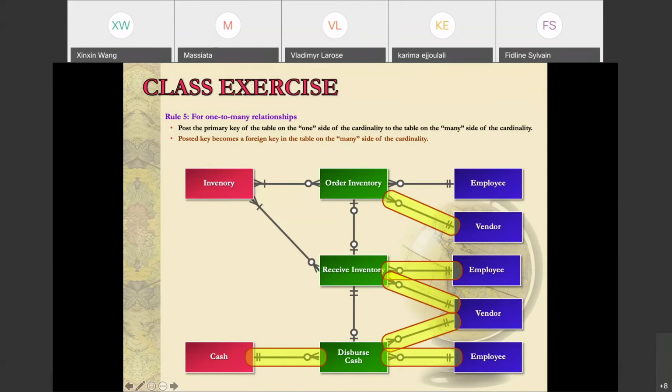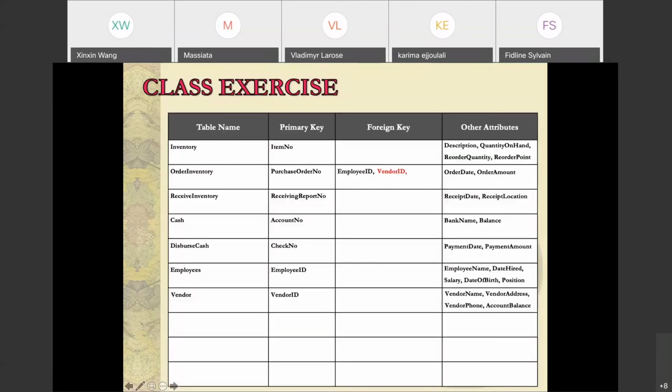And then account number becomes the dispersed cash table's foreign key, right? By doing this, we can put all the information.